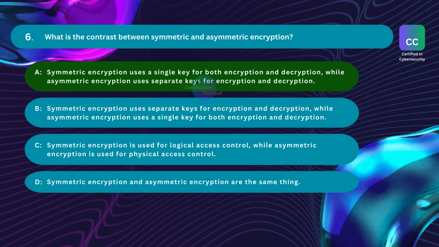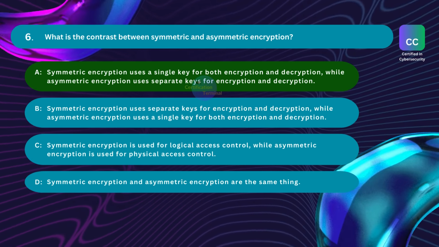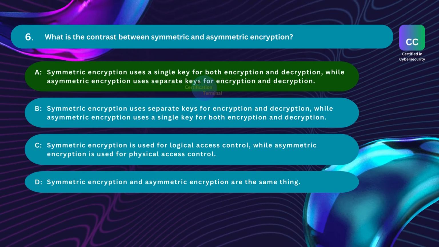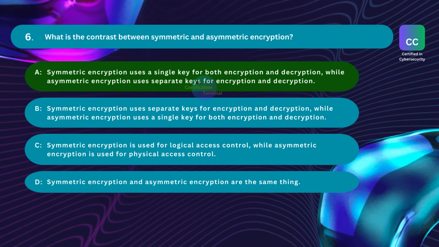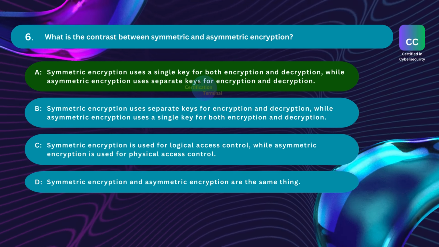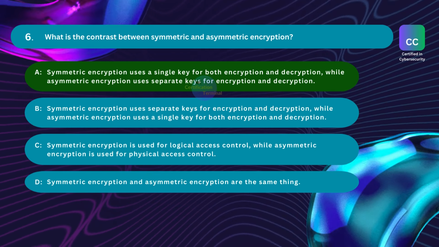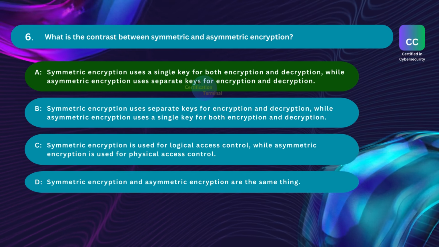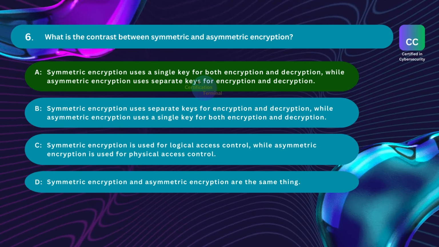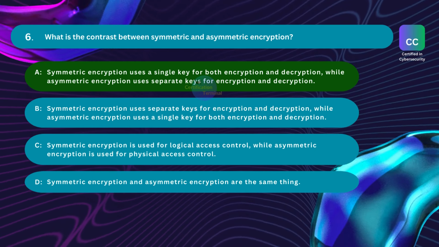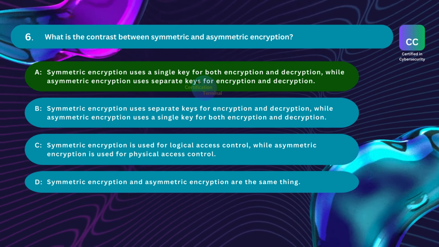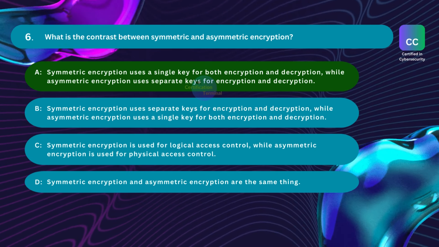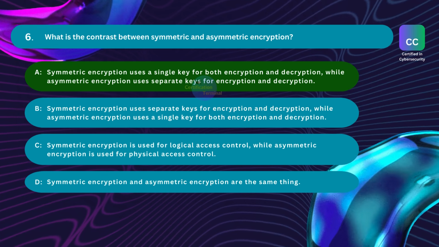Symmetric encryption. In symmetric encryption, a single secret key is used for both encryption and decryption processes. The sender and the receiver share this secret key, and it must be kept confidential. Asymmetric encryption. In asymmetric encryption, also known as public key cryptography, two separate but mathematically related keys are used. A public key for encryption and a private key for decryption. The public key can be freely distributed, while the private key is kept secret.